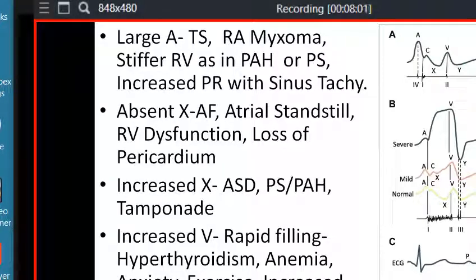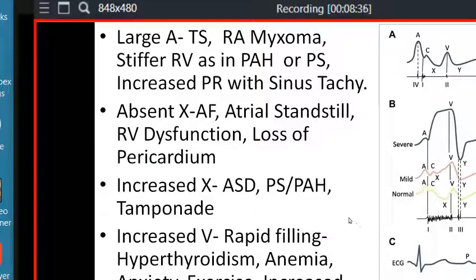So when do you get a sharp X descent? In atrial septal defect, we'll talk about it later. In pulmonary stenosis or pulmonary artery hypertension, like I said, the A wave is bigger, and also the RV contracts hard against the pressure. So you get this large descent because of the large descent of the AV ring. And also in tamponade, which we will discuss later, which is a very characteristic finding. So if you get a large X descent in a person who has a raised JVP, you have to think of a tamponade.